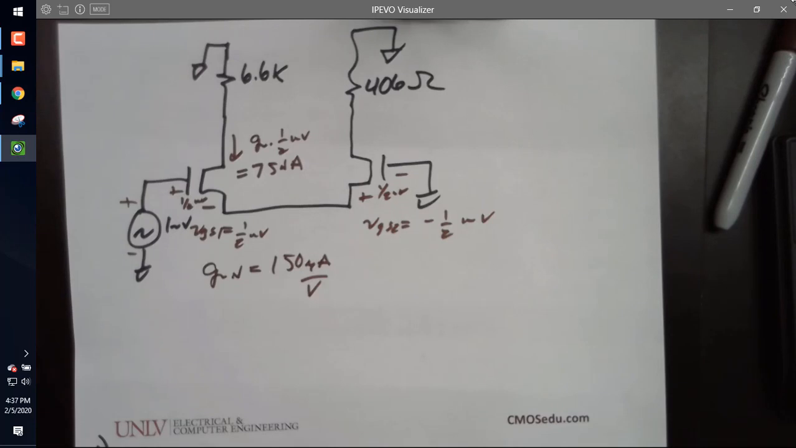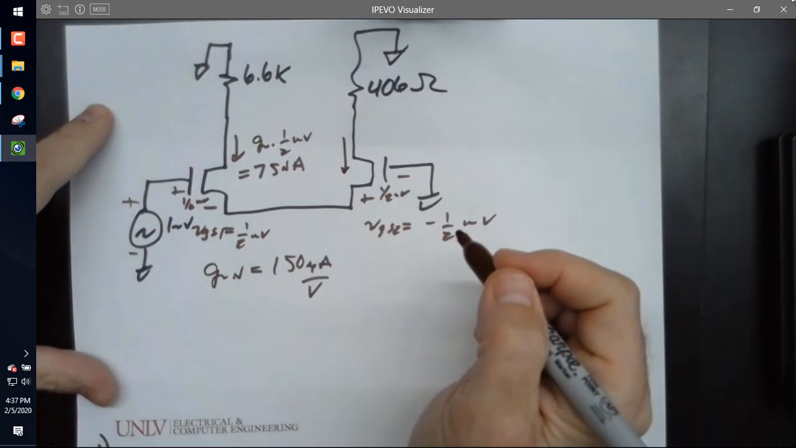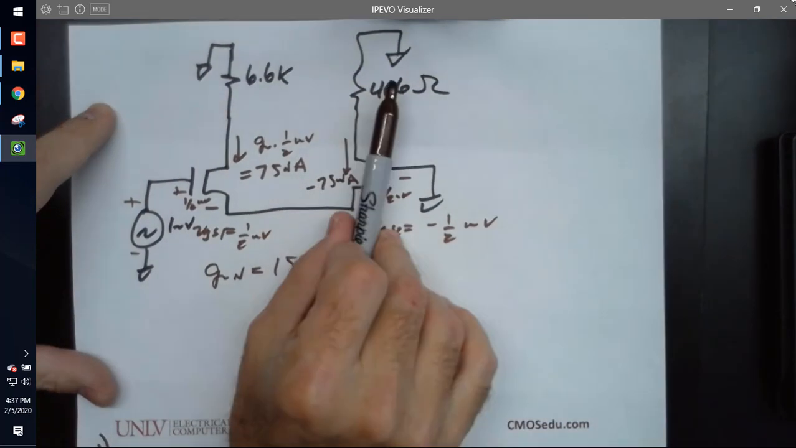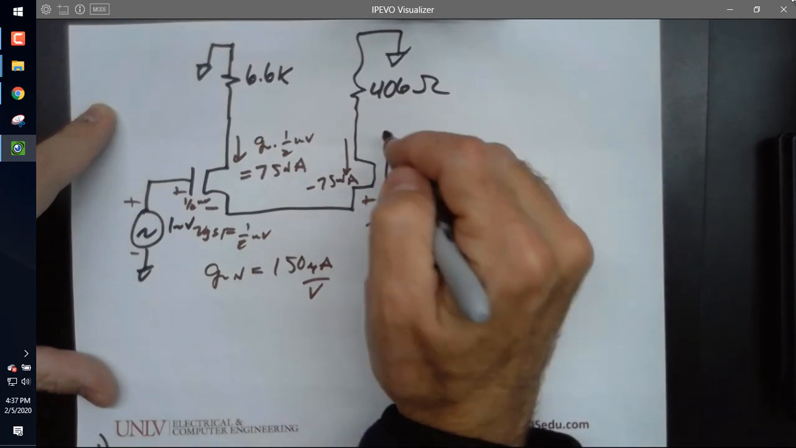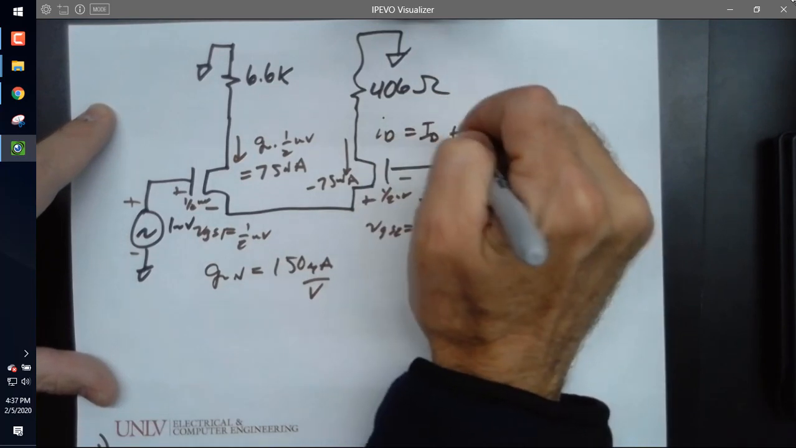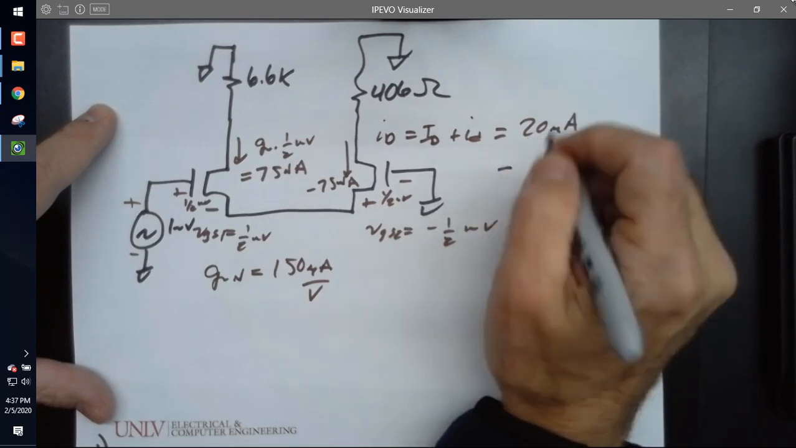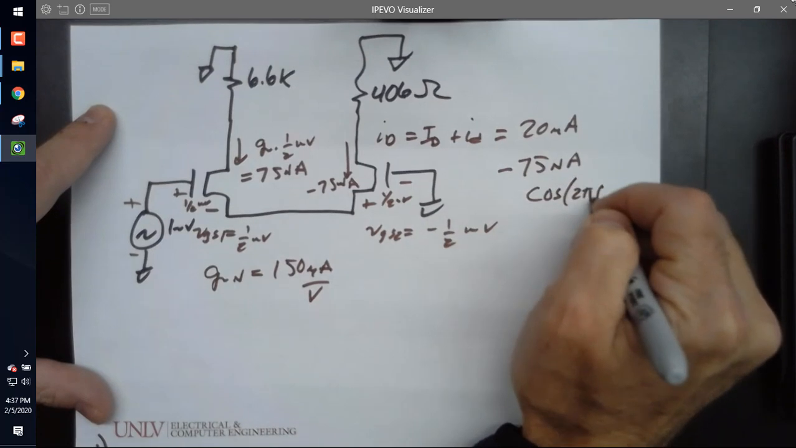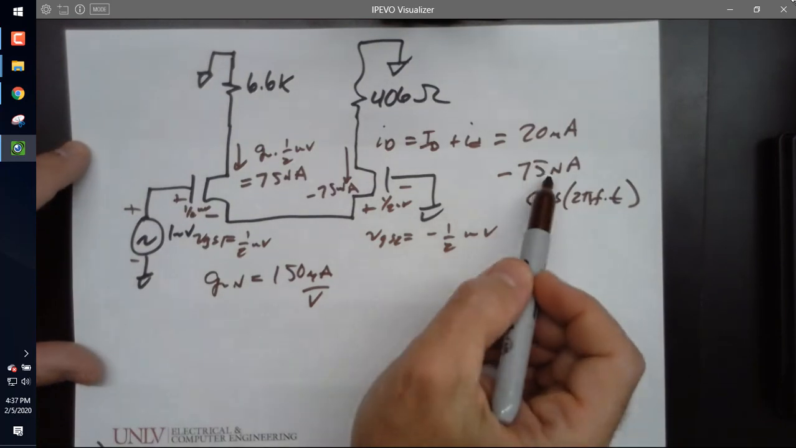All right, what's this current then, without doing any math? Drawing down like this, which means it's actually going up, which means the overall current is decreasing. So I would write this current, let's write it out, ID is equal to ID plus little id, which is 20 microamps minus 75 nanoamps, whatever, cosine of 2 pi f times t. This is the DC, this is the AC. Everybody good?